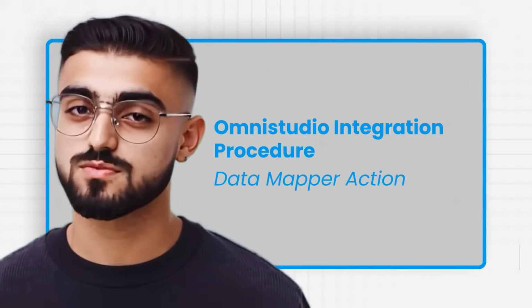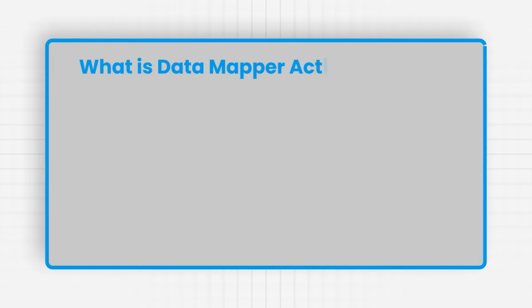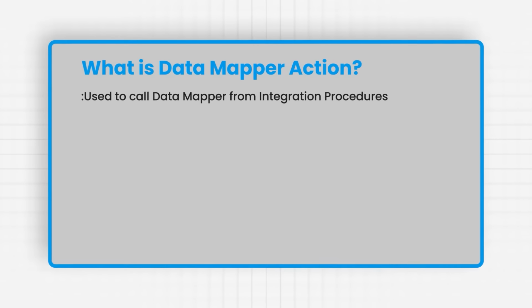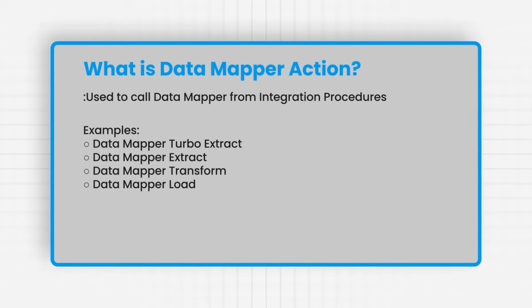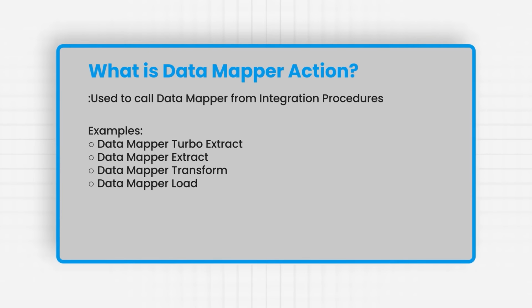Today we're going to look into DataMapper action and integration procedures. So what are DataMapper actions and integration procedures? They are actions that can help us use DataMappers from our integration procedure. For example, using a DataMapper turbo extract, DataMapper extract, or DataMapper transform, or a DataMapper load from our integration procedure.